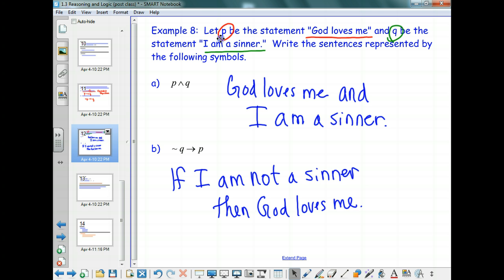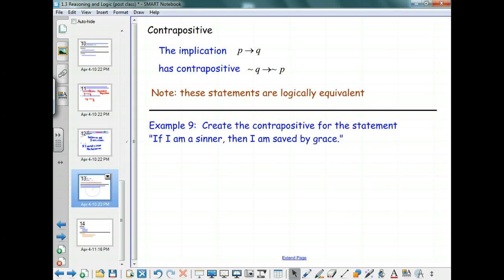And if you weren't a sinner, God would love you, but the good news is that you are a sinner and he still loves you, right? So this is not a statement that is actually one that we use in our theology, right? But we're just using simple writing statements now. Okay. All right, one last example.